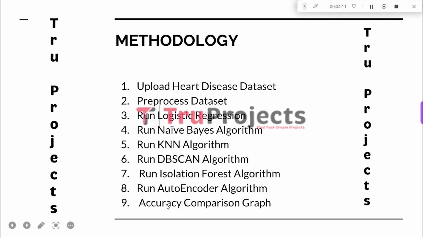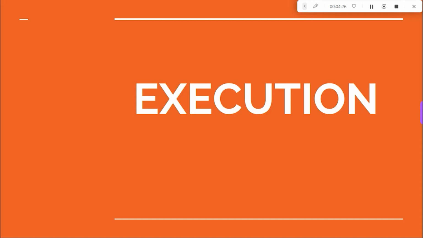And the ninth module is accuracy comparison graph. This module calculates and plots the accuracy of different algorithms. The comparison graph provides insight into the performance of each algorithm in predicting heart disease. The execution of the project. To execute the project, first we need to open the code folder.